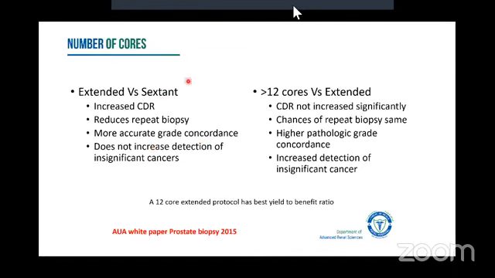So sextant biopsy is not recommended. It is recommended between the two. Extended sextant or the double sextant biopsy should be done. 12 core biopsy should be done.